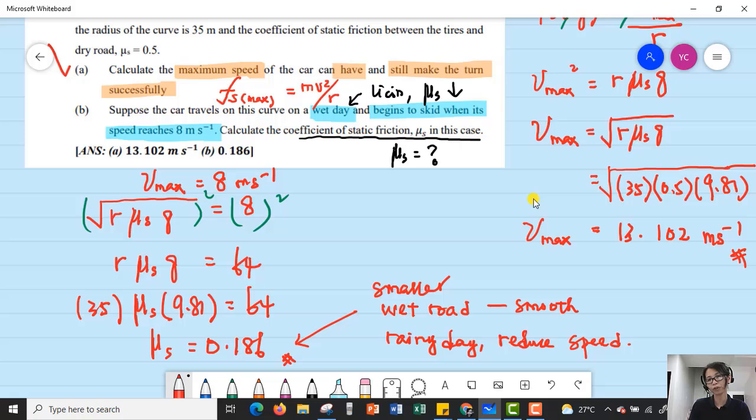When it is a dry road, the road is dry, you find you can go a bit faster and you still can make the turn successfully. But when the road is wet, the value of the coefficient decreases, then your maximum speed will also be lower. Okay, so I hope you get the idea of how the car can make the turn safely.